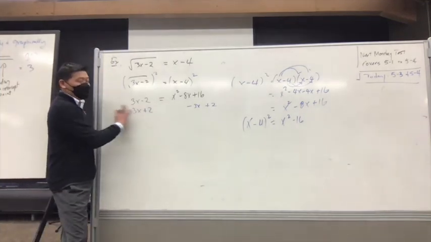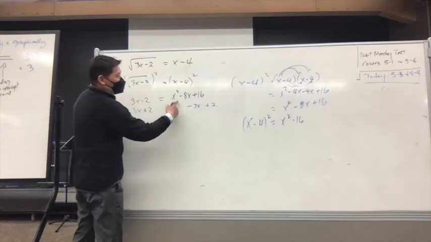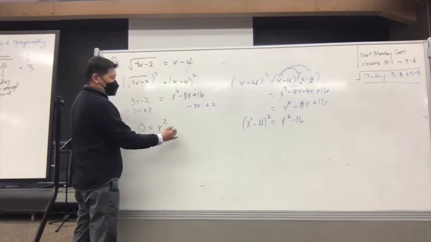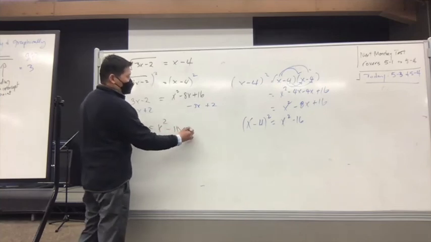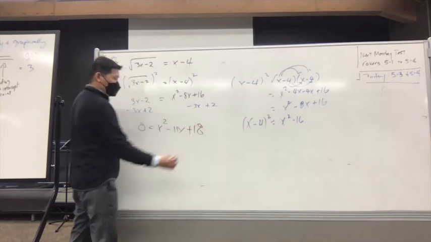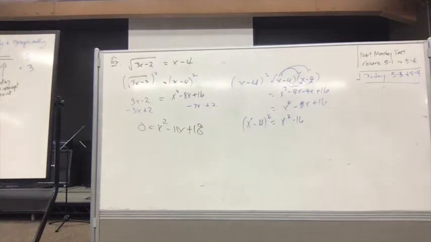So you got rid of this, it becomes 0. So you got x squared, right? And negative 8x minus 3x is negative 11x, right? And then plus 18. Oh, I'm sorry, plus 18, plus 18.